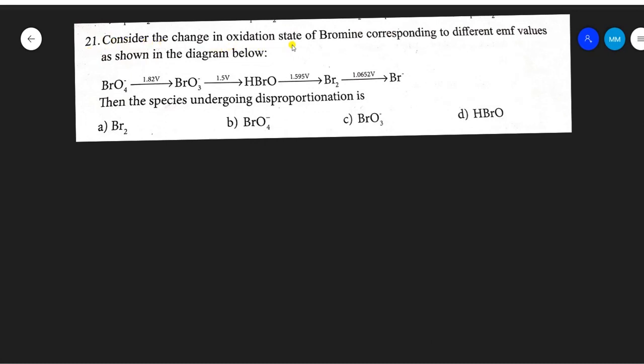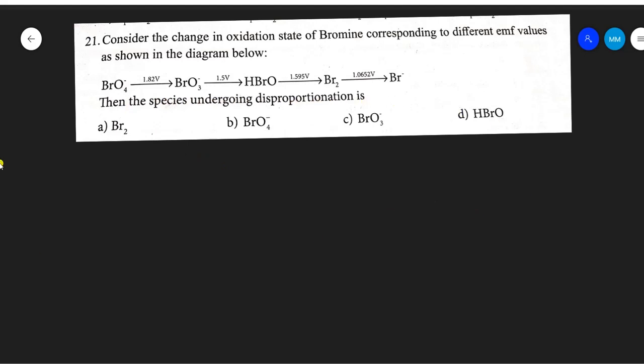Question number 21. Consider the change in oxidation state of bromine corresponding to different EMF values as shown in the diagram below. BrO4 minus to BrO3 minus, 1.82 volt, HBrO to Br2, 1.595 volt, Br2 to Br minus, the EMF value is 1.0652 volt. Then the species undergoing disproportionation reaction is.